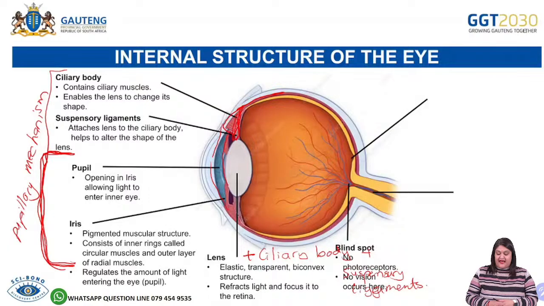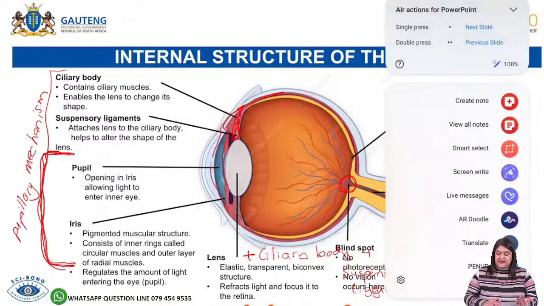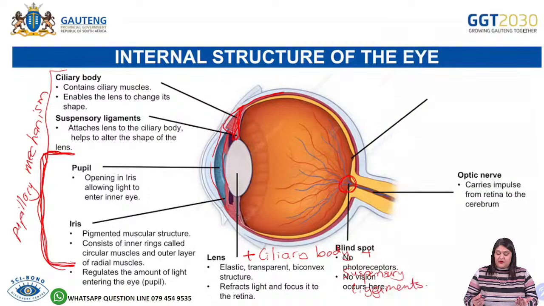Then we've got the blind spot. There are no photoreceptors there, and there's no vision that can take place. Then we have the optic nerve. It carries the impulse from the retina to the cerebrum, and then we've got the yellow spot, which has only cones, and it's a site for clear vision.